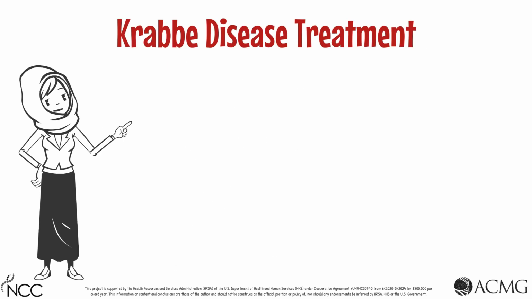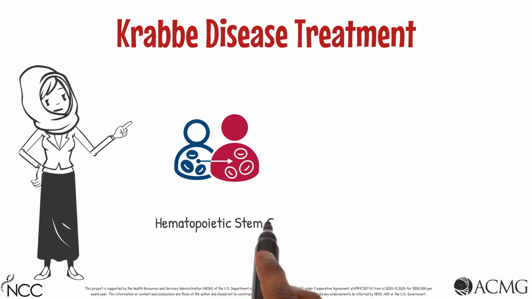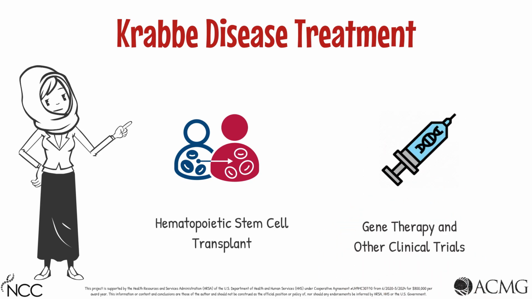The only available treatment option for Krabbe disease is hematopoietic stem cell transplantation. This treatment is most effective if done before 30 days of life in the infantile form and prior to the onset of clinical symptoms in the later onset forms. Gene therapy clinical trials may also be available.